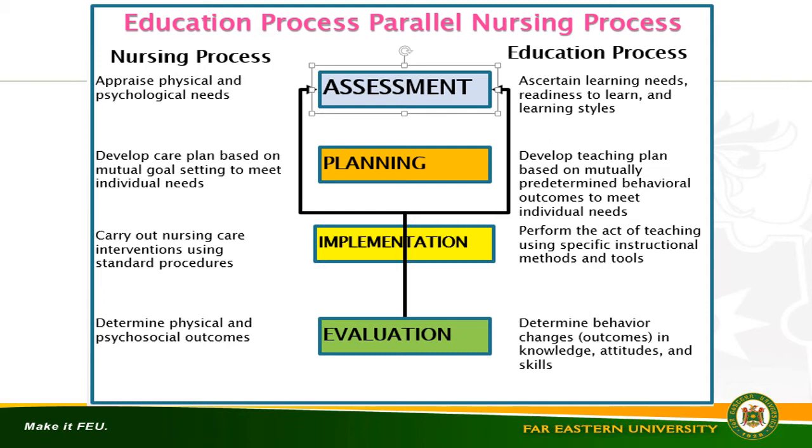First, we have assessment, wherein in the nursing process, we appraise physical and psychological needs. In the education process, we ascertain if there are learning needs, if there is a readiness to learn, and the learning styles applicable to each learner. For planning, we develop a care plan based on mutual goal setting to meet an individual's needs. In the education process, we develop a teaching plan based on mutually predetermined behavioral outcomes to meet an individual's needs. On the implementation phase, in the nursing process, we carry out nursing care with interventions using standard procedures, while in the educational process, we perform the act of teaching using specific instructional methods and tools.